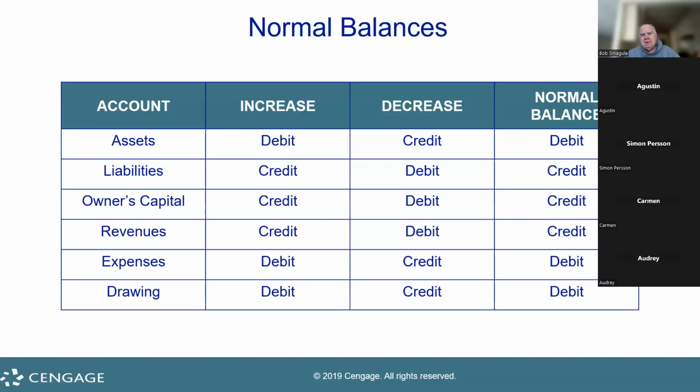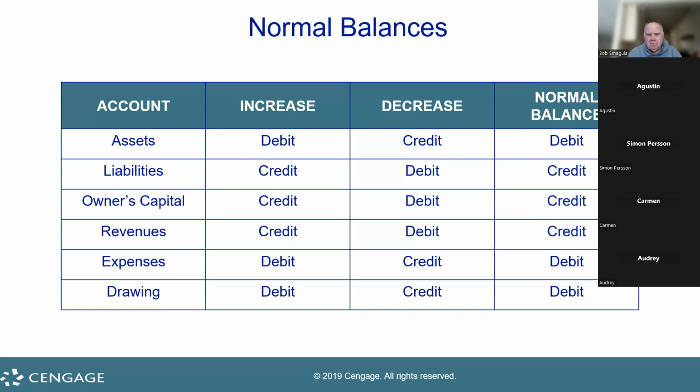I think this grid here is the easiest one to work with. I wouldn't go anywhere past the first column here. Just look at the increase side. That's all you need to know. If you know what the increase side is, you automatically know the debit side. Assets increase with a debit, liabilities and capital and revenues increase with a credit.